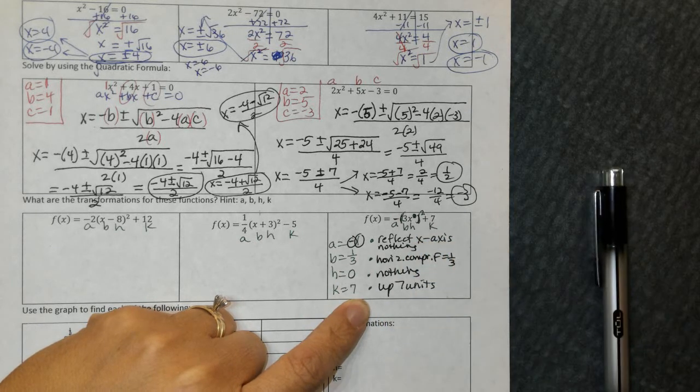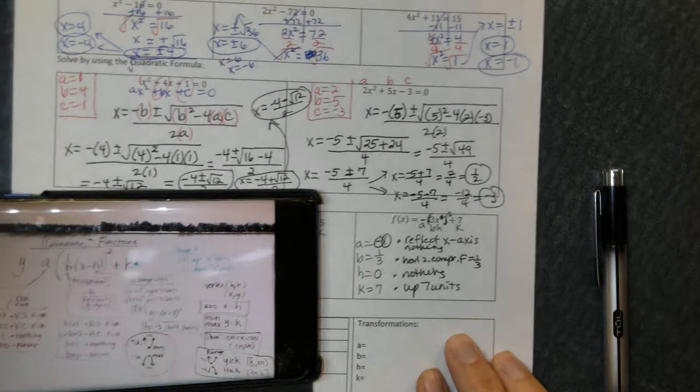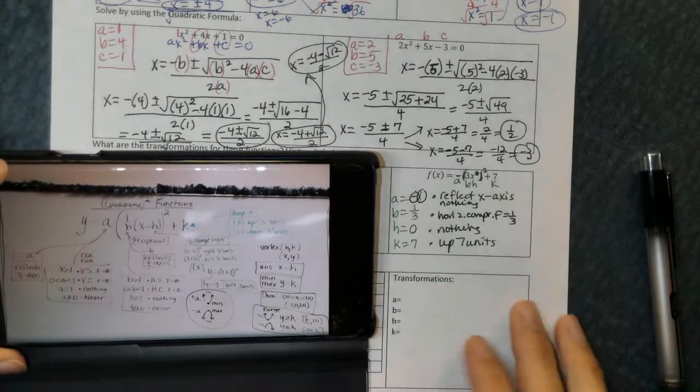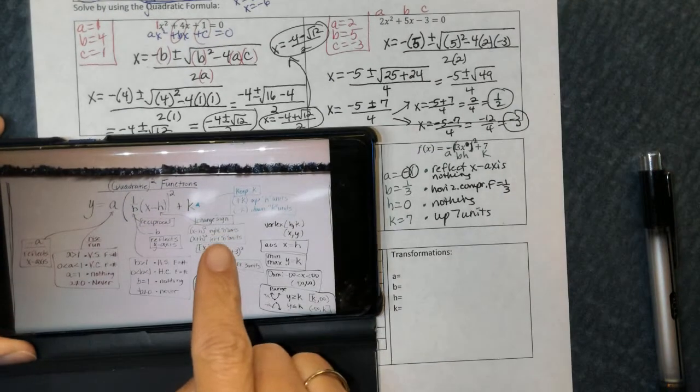Let's see if I can pull that up. Alright, so I'm going to try to put my phone, see if you can see this. This is a cheat sheet that I had on the board.